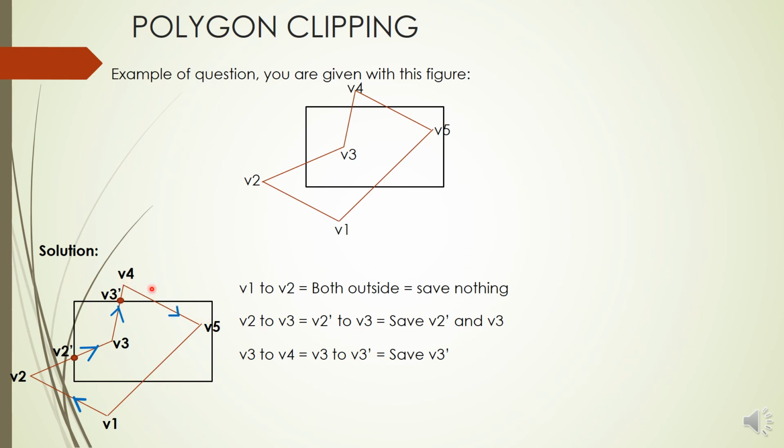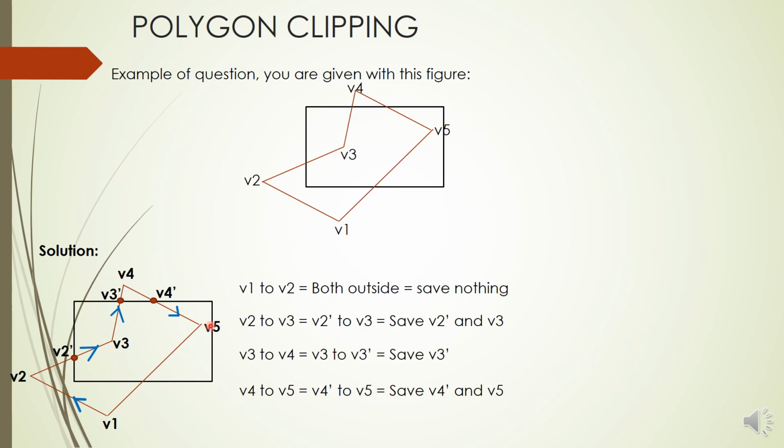Then let's consider the next line, v4 to v5. You can see it goes from the outside to the inside. So we need the intersecting point here as well, which we name v4 dash. From the line v4 to v5, we save v4 dash and v5, because it is going from outside to inside.